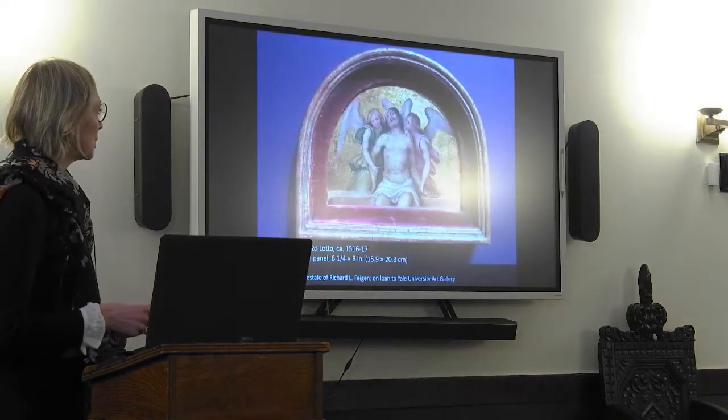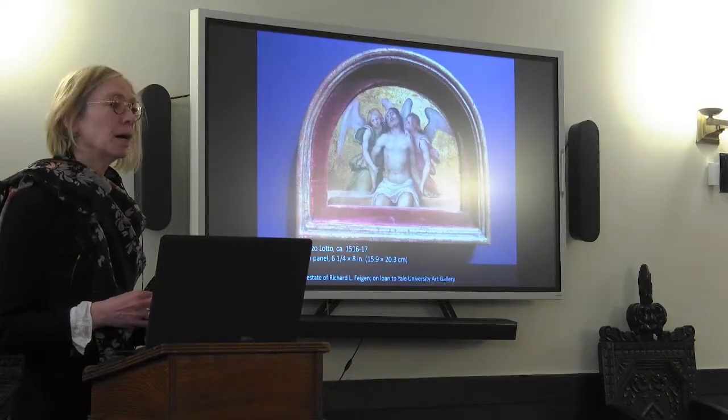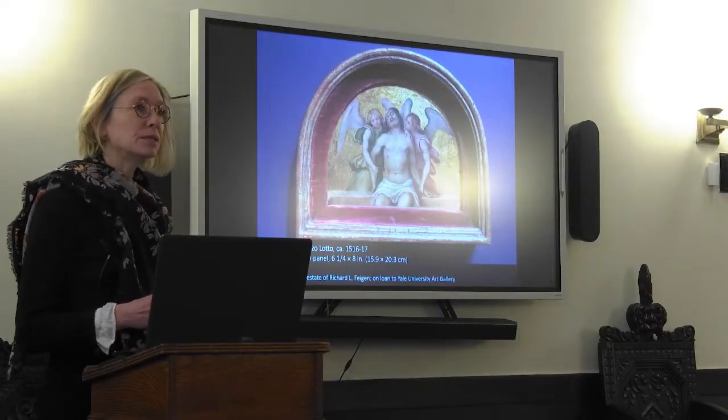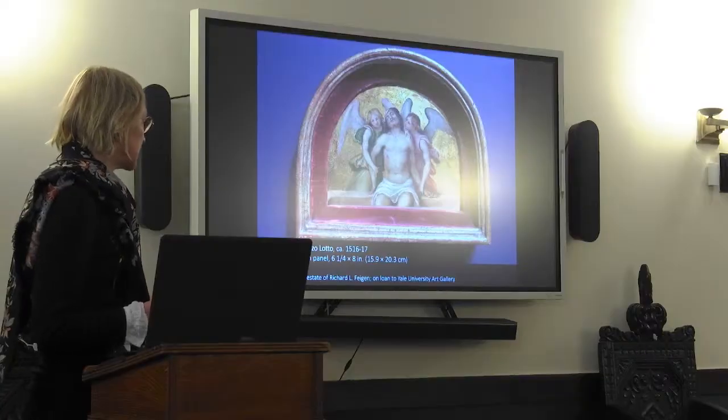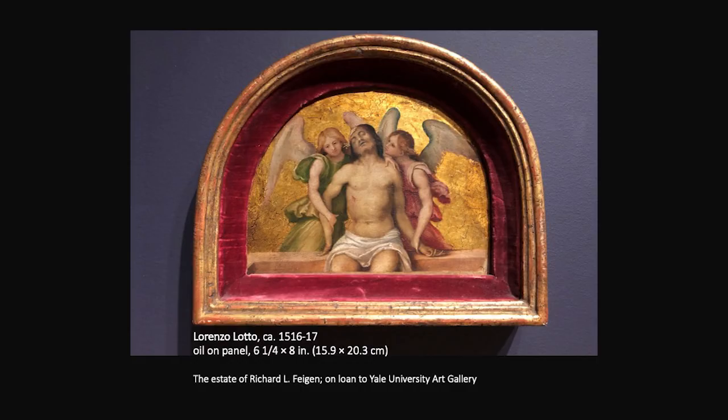Today I'm going to introduce you to a painting by Lorenzo Lotto, who was born in Venice in 1480 and died at the age of 76. And this small painting you can, on a better day, travel to New Haven to see in the Yale University Art Gallery. It's part of a private collection, but currently with us. And it's one of my current favorites. Sometimes the favorites shift a little from month to month, but I particularly love this.